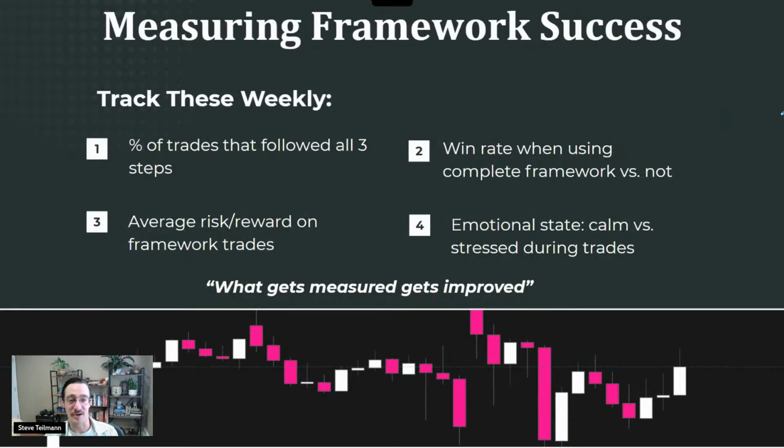So how can we measure whether we're following this framework that we've set for ourselves? This is what I like to track weekly. You can add things. You can just focus on the most important ones. But this really helps me gauge whether I am trading my plan. So the first thing is really important. What percentage of the trades that you took followed all 3 steps? Hopefully it's 100, but realistically, we're all human. And even I sometimes will break the system.